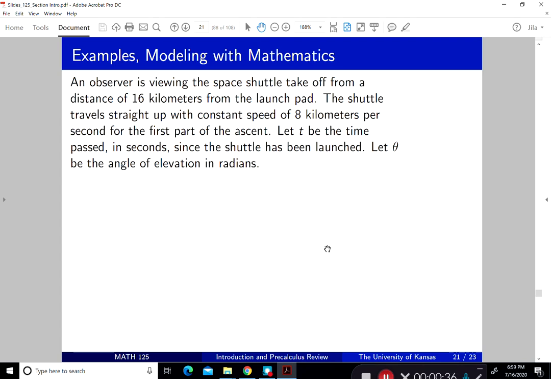An observer is viewing the space shuttle take off from a distance of 16 kilometers from the launch pad. The shuttle travels straight up with constant speed of 8 kilometers per second for the first part of the ascent. Let t be the time passed in seconds since the shuttle has been launched. Let theta be the angle of elevation in radians.